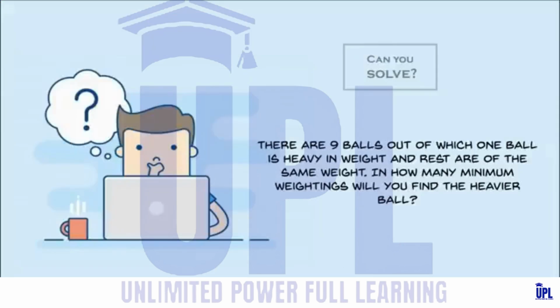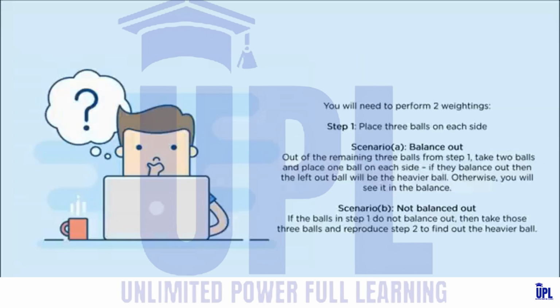There are 9 balls, out of which 1 ball is heavy in weight and the rest are of the same weight. In how many minimum weighings will you find the heavier ball? And when we say weighing, think of a scale where you can put objects on one side and the other, and you can see which side is heavier. And you want to minimize that. You want to split the balls up in such a way that you're going to do as few measurements as you can. You will need to perform 2 weighings.